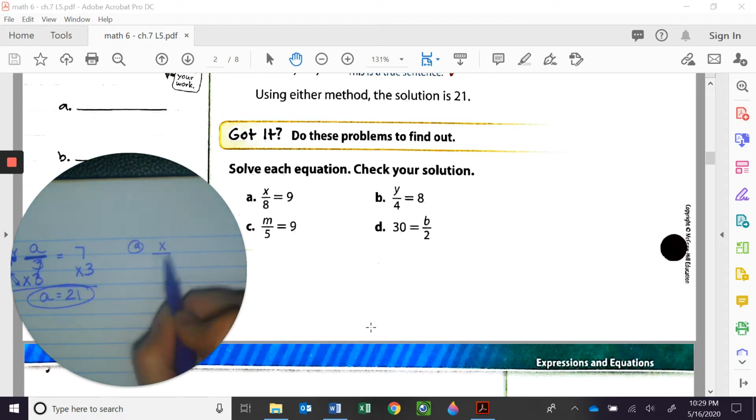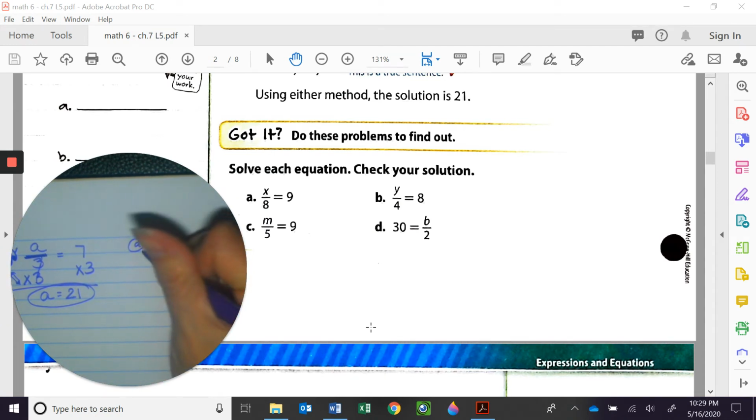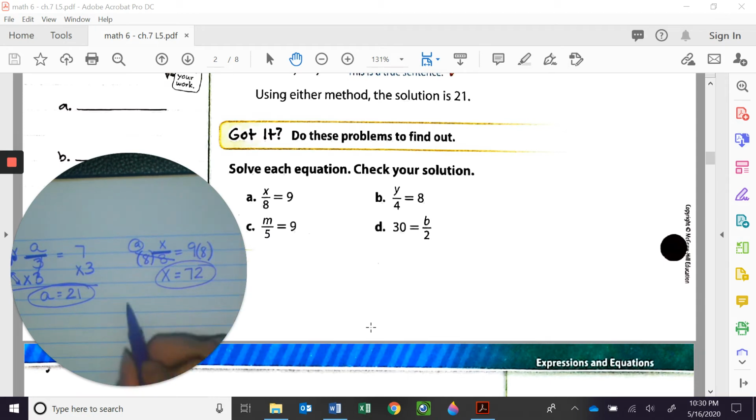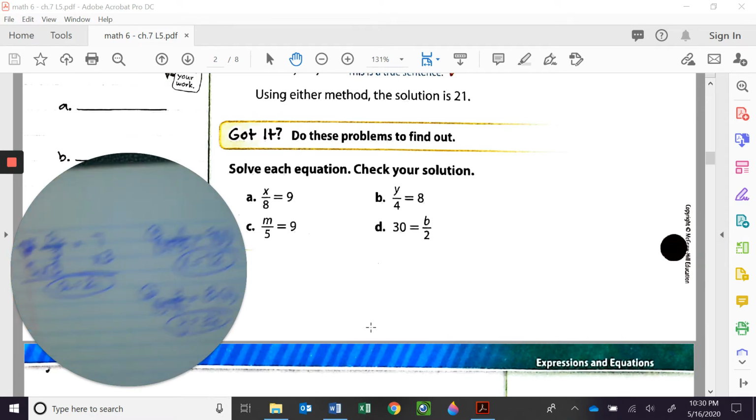Okay, so x over 8 equals 9. Okay, so we see that we're dividing by 8. So we're going to multiply by 8. The 8's go away, leaving us with our x by itself, and 8 times 9 is 72. Okay, y over 4 equals 8. So again, we're dividing by 4. So we're going to multiply both sides by 4. Y equals 32.